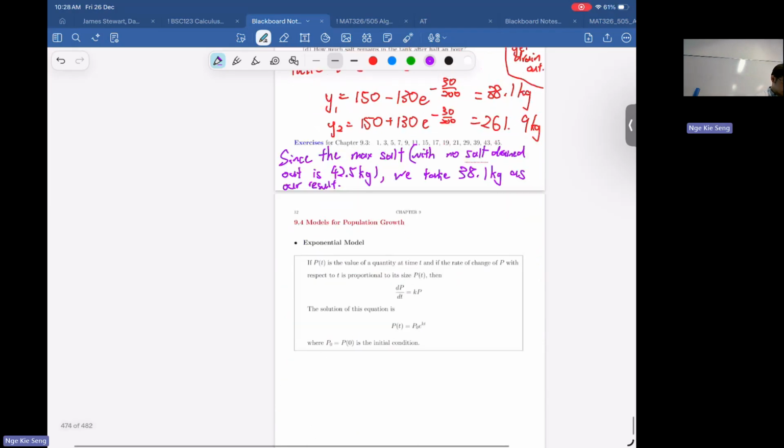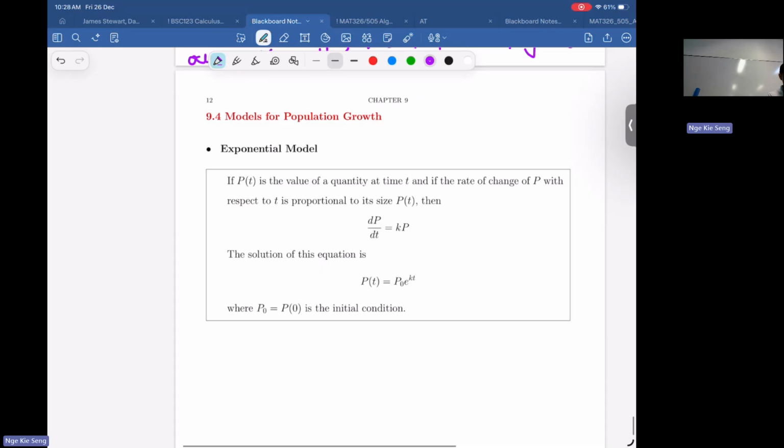Okay. So let's continue a bit more before we do the midterm discussion. Let's do a bit of 9.4. Maybe we will just do 1.4. If we can finish, we will finish at 1.4.